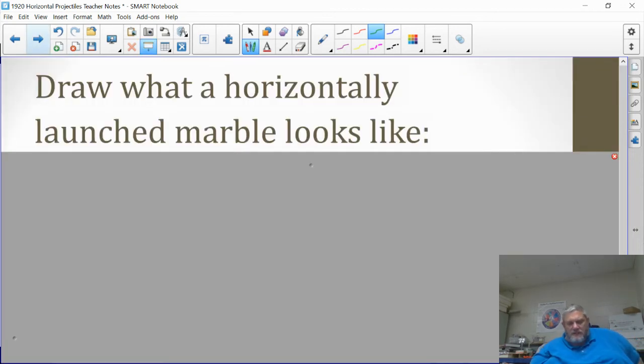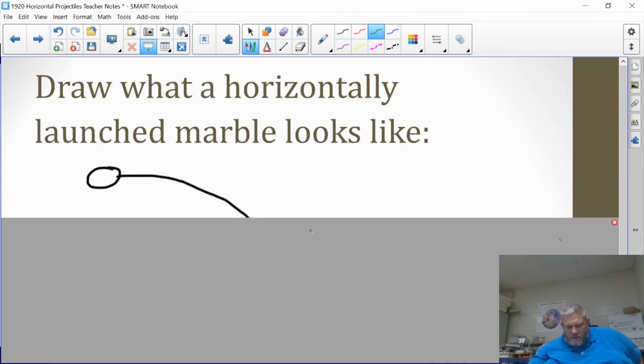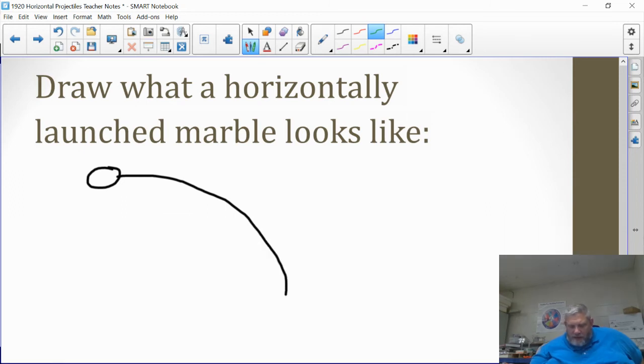So what does a horizontally launched marble look like? If you remember when we dropped it, remember how we said after a second went by, it fell just a little bit, and then the next second went by, it fell a lot farther? Well, same thing's happening here, except it's also moving to the right at a constant speed.